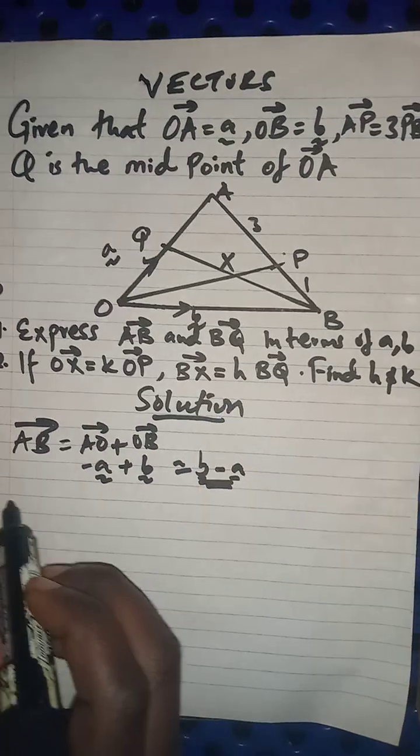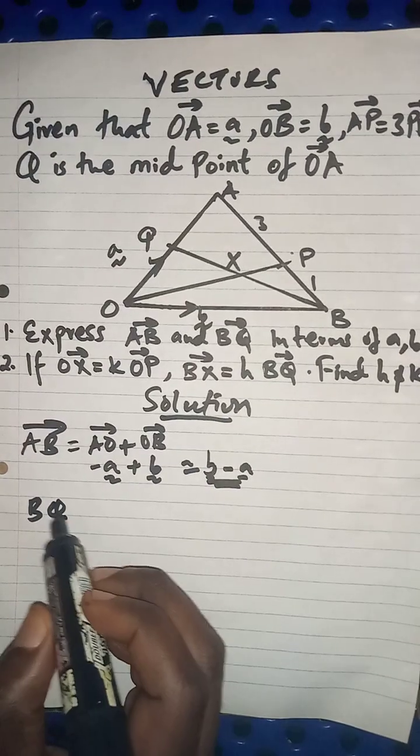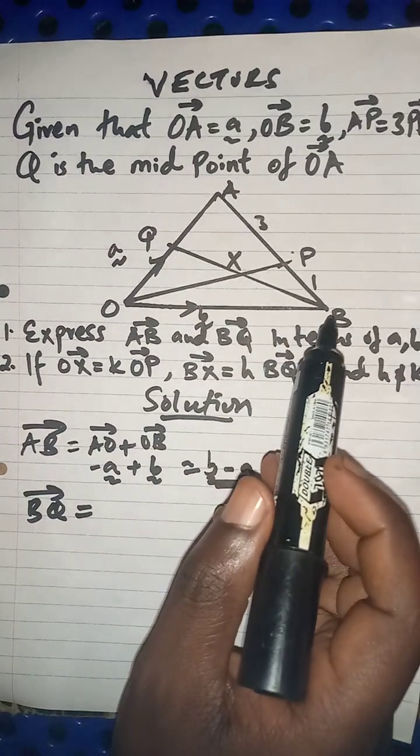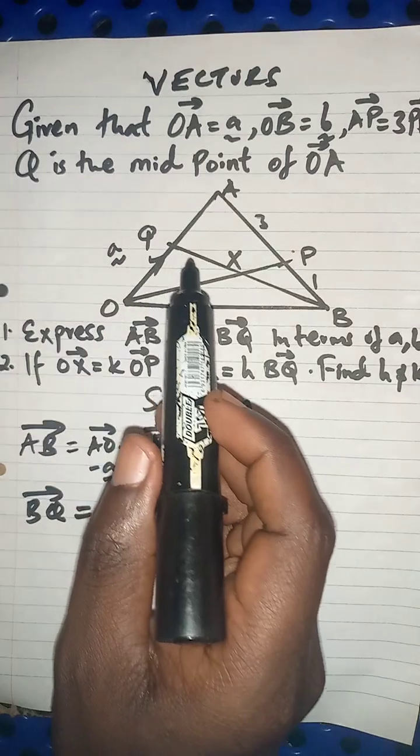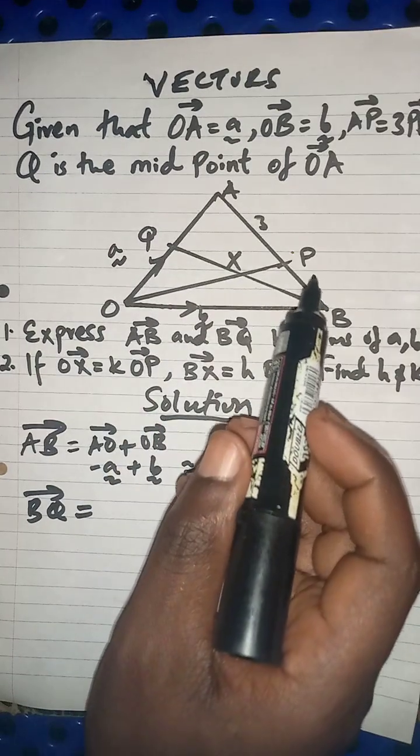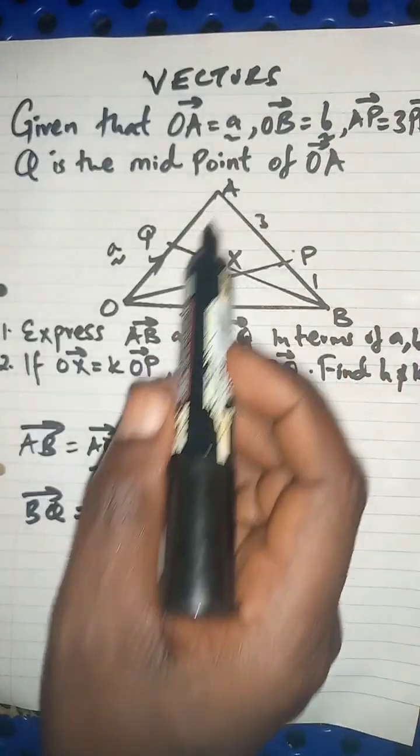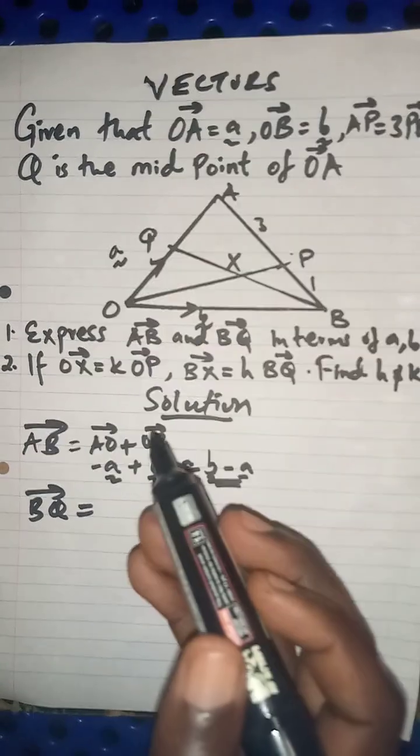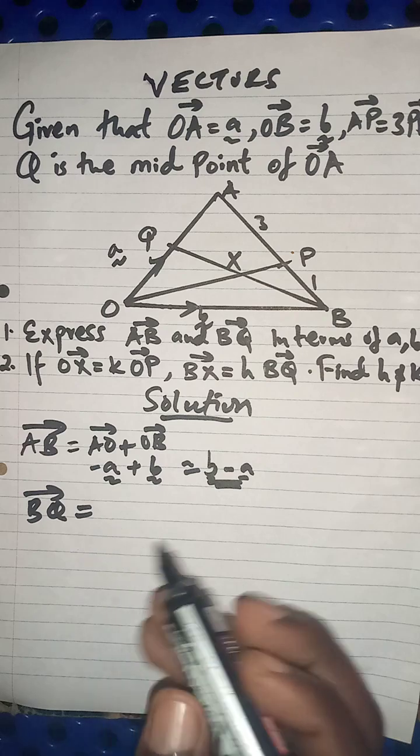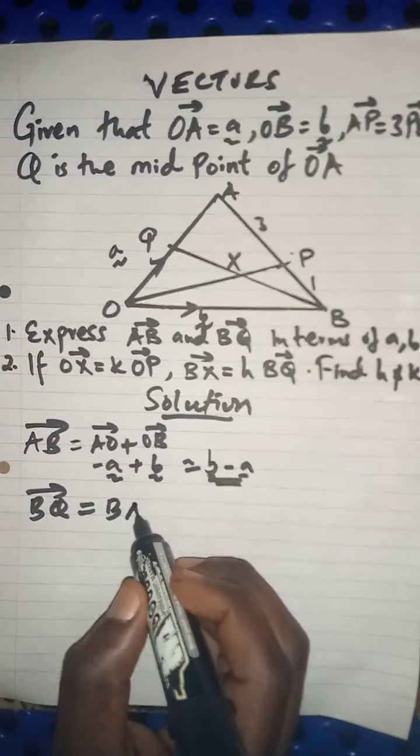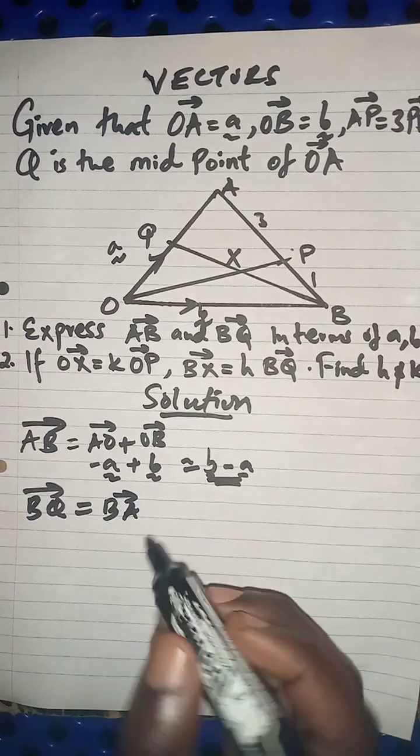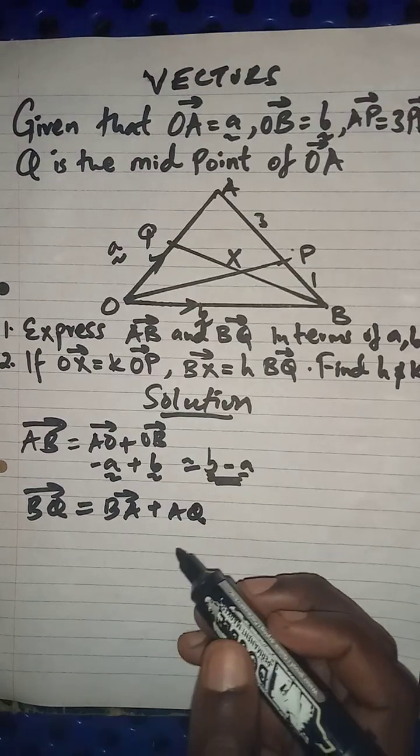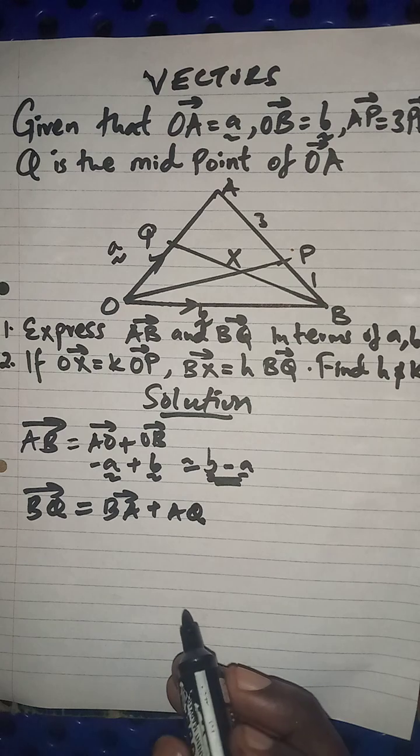minus A as the vector AB, like that. For part B, vector BQ, if you look at this diagram, B to Q, I have two alternatives. I can go the route of B to A to Q or B to O to Q. So I'm going to follow the route of B to A and then plus A to Q. You're able to see that.